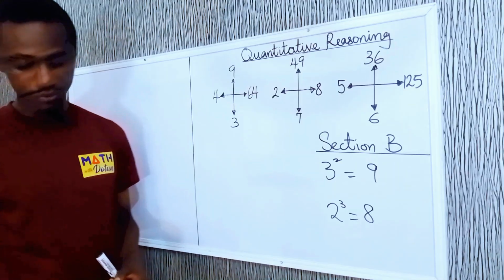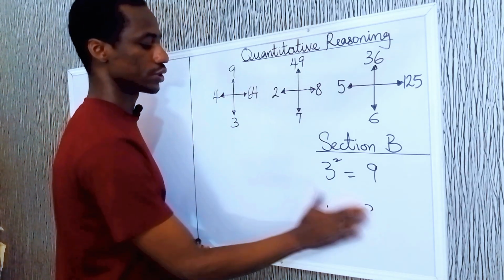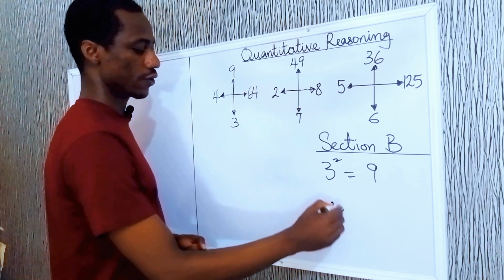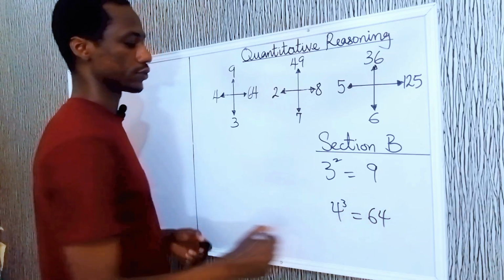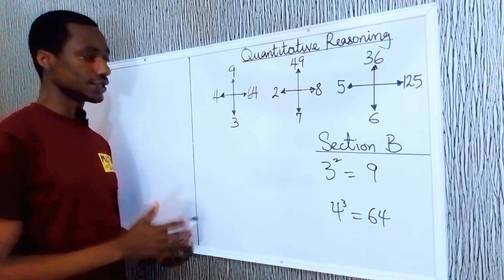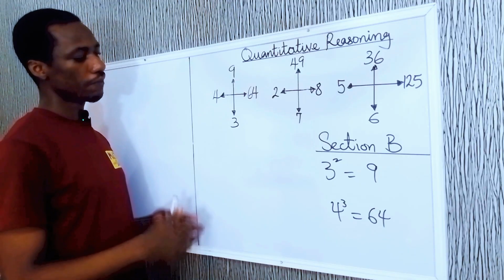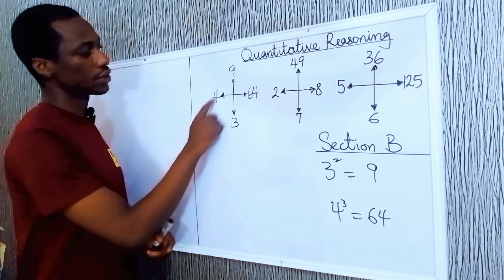Since I'm using this particular sample, I'm going to take that off and move with this. So I have 4 raised to the power of 3 is 64. So 4 times 4 is 16, and 16 times 4 is 64. All right, so easy. So we know how to get 9, and we know how to get 64.